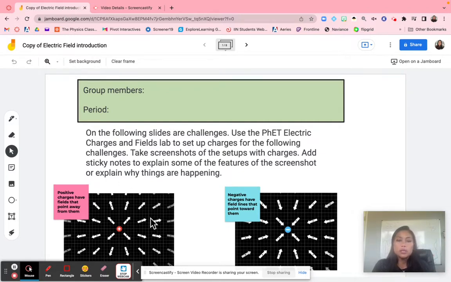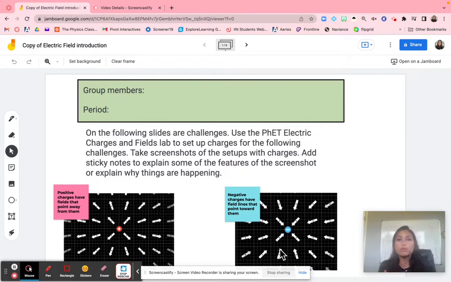So the first slide here shows a very simple representation of electric fields. One is the electric field of a positive charge and the electric field of a negative charge. So these little sticky notes are explaining what's happening or the reasons why. And here it says the positive charges have fields that point away from them, while the negative charges have fields that point toward them. Well, electric fields are an extension of everything we learned about how charges interact, how like charges will repel and opposite charges will attract.